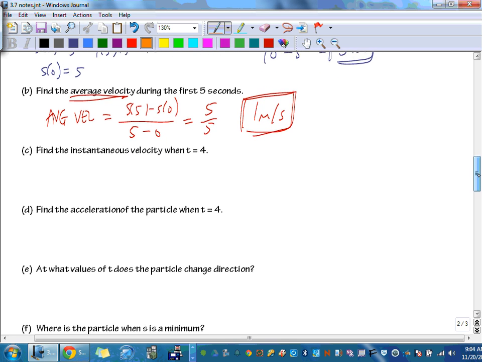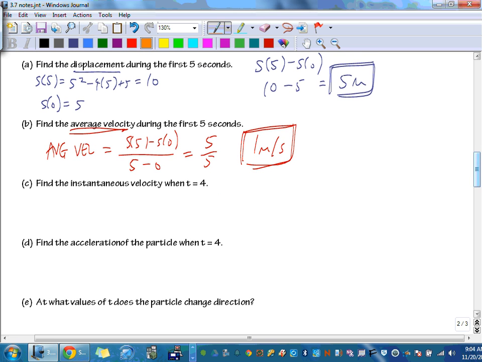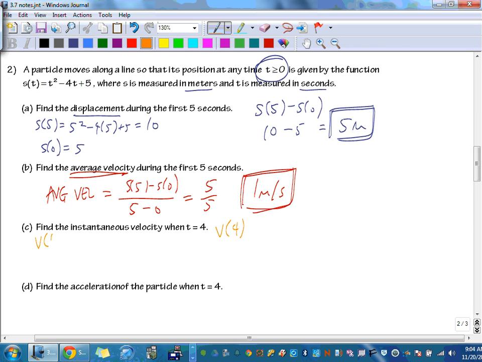For part C, it's asking for the instantaneous velocity when t is 4. So we want to figure out what's the velocity when t is 4. We don't have the equation yet, so we want to figure out the velocity equation, and then just substitute 4 in for t. So velocity is going to be 2t minus 4. So our velocity when t is 4 is going to be 8 minus 4, or 4 meters per second. And so although the average velocity over that interval from 0 to 5 was 1 meter per second, the instantaneous velocity, the velocity at that specific time, is 4 meters per second.